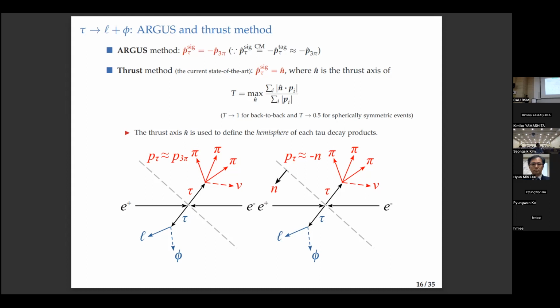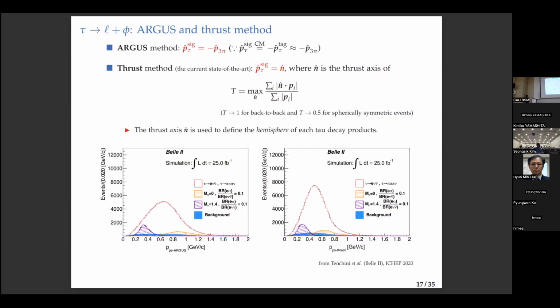Another method is by using thrust, which is a very well known variable. For calculating thrust, we have the thrust axis direction n hat. By identifying this n hat, we identify the tau signal direction, and then we can get an approximate tau rest frame. In these two distributions, we are using the so-called ARGUS method by pions and thrust. By using this approximate tau rest frame, you can reconstruct the tau rest frame, but it's a little bit spread.